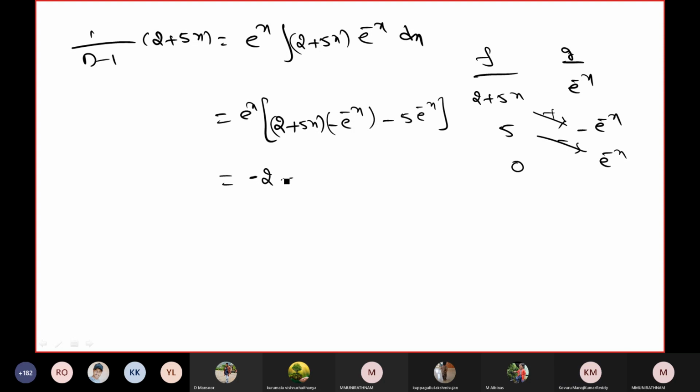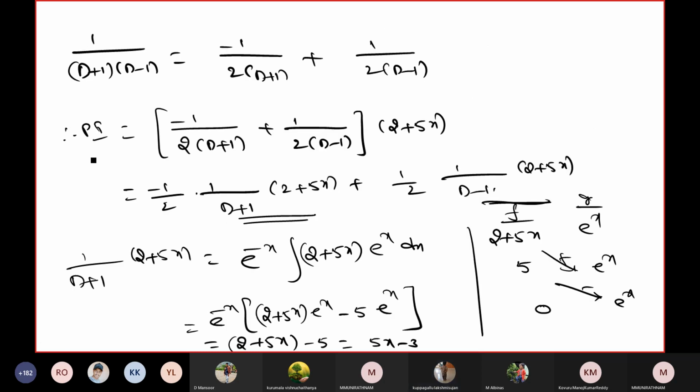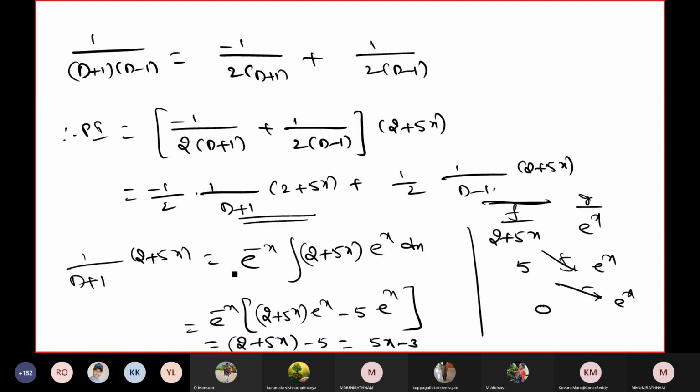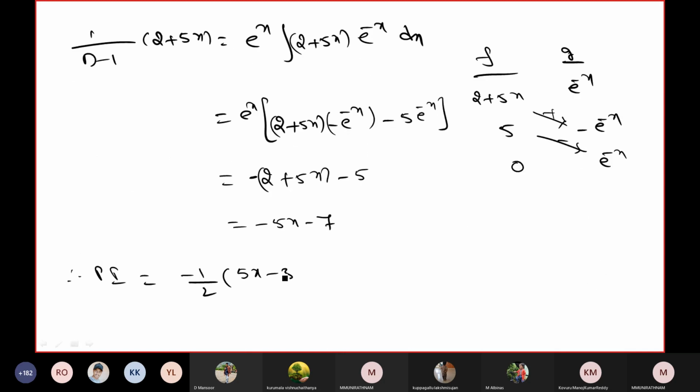This is minus 2 plus 5x minus 5, so minus 5x minus 7. If I replace here with pi, therefore pi will be minus 1 by 2 times 5x minus 3 plus 1 by 2 times minus 5x minus 7.